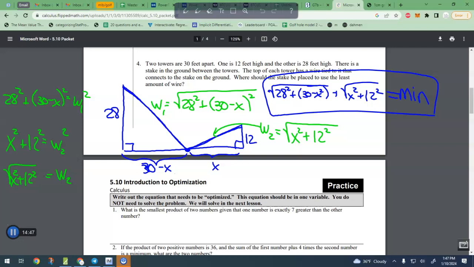Wait, say it again. Not including the towers? Yeah, so I guess the tower's like here. So something like that. I should have drawn the tower. Does that make sense? Okay.